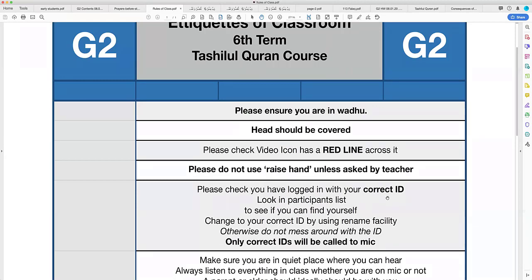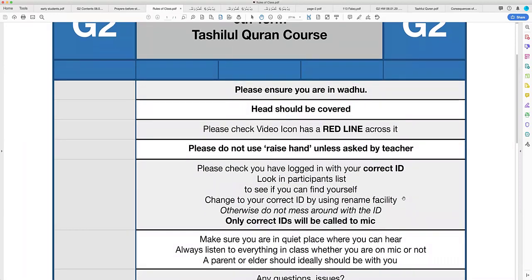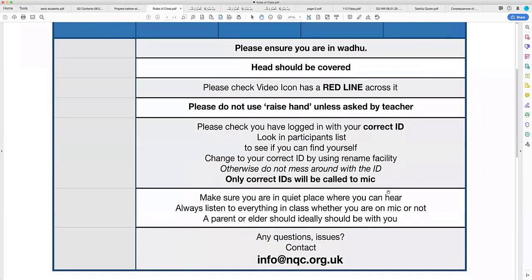Please make sure you've logged in with your correct ID. Look in the participants list to see if you can identify yourself. It should be 1 or 2 letters followed by 4 numbers. That is a correct ID. Don't mess around with your ID. Don't add silly things like unicorns or footballs or whatever else is available. Keep your ID, because we take the register electronically at different times, and if you're not correctly ID'd, you'll be marked as absent, and then you're likely to get an email from us to say your attendance is going down. Remember, only correct IDs will be called to mic.